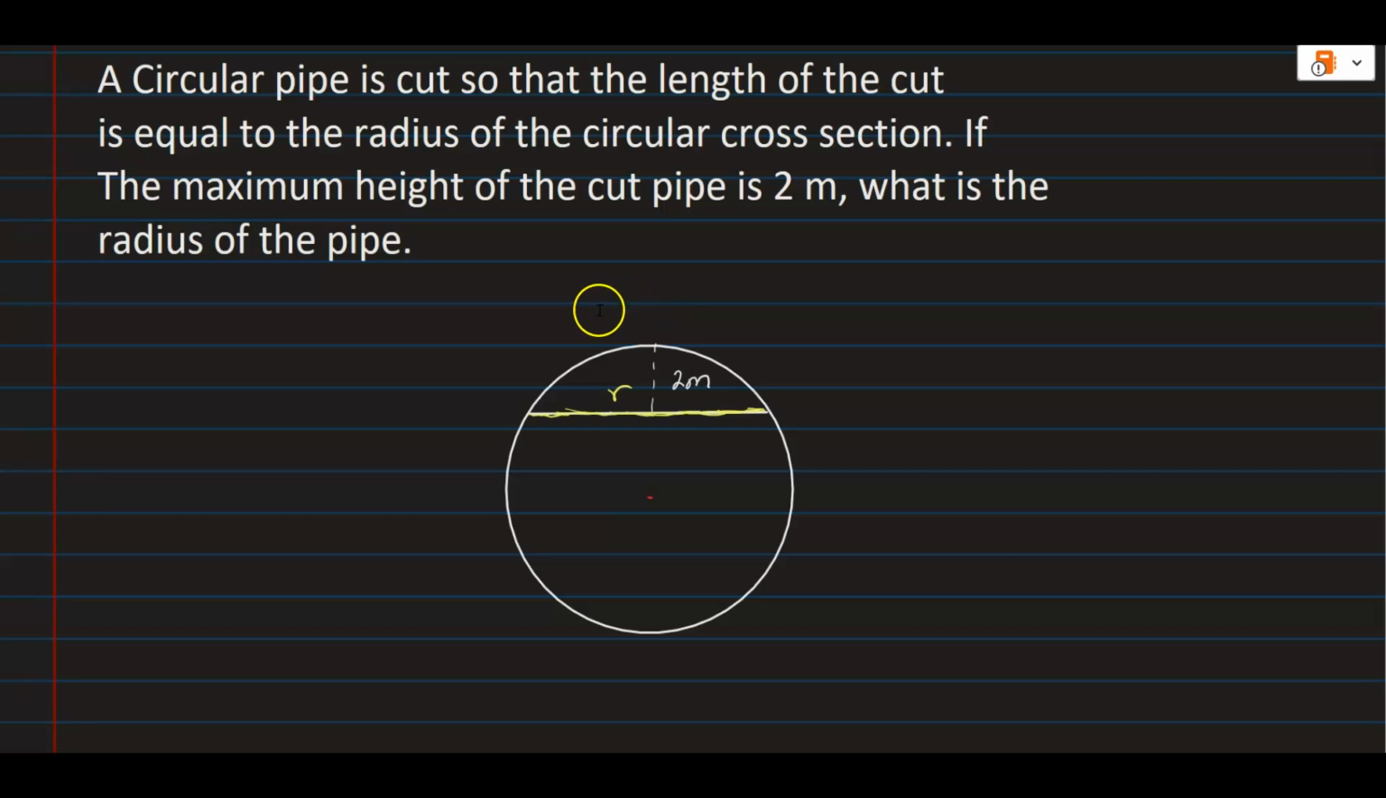The question is that if the maximum height of the cut pipe is 2 meters, so from the maximum height to the actual top of the cross section is 2 meters, so I just showed it with a dotted line, and that's 2m for 2 meters. What is the radius of the pipe, which is actually the cross section, right? In the cross section of the pipe.